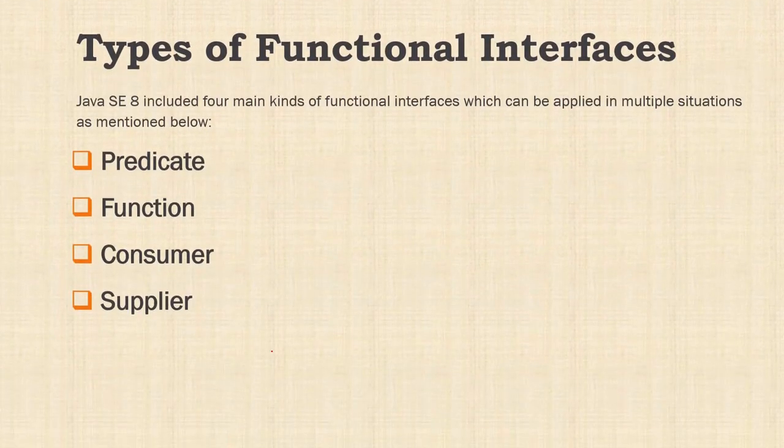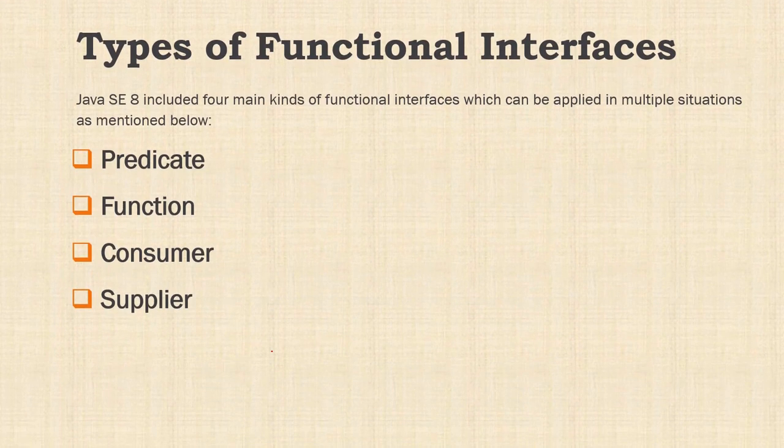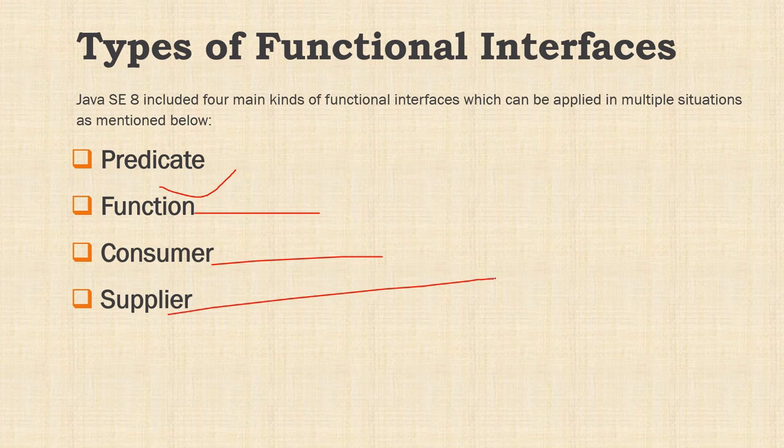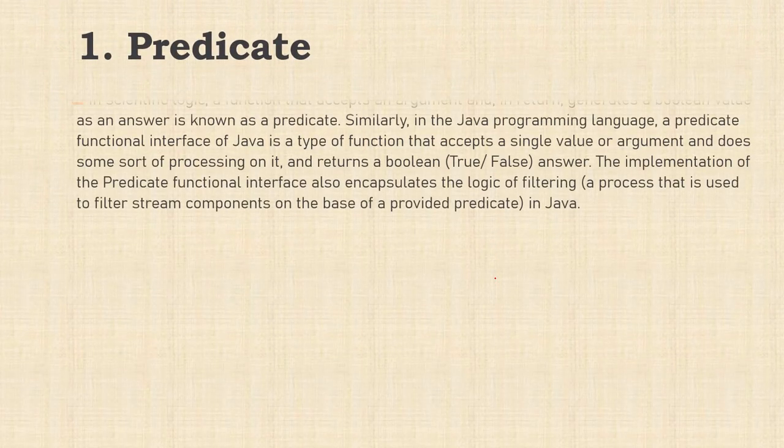Let's see the next topic, which is types of functional interface. We have predefined functional interfaces inside Java, which are predicate, function, consumer. These are the famous functional interfaces: predicate, function, consumer, and supplier. We will see them one by one. Let's start with predicate.